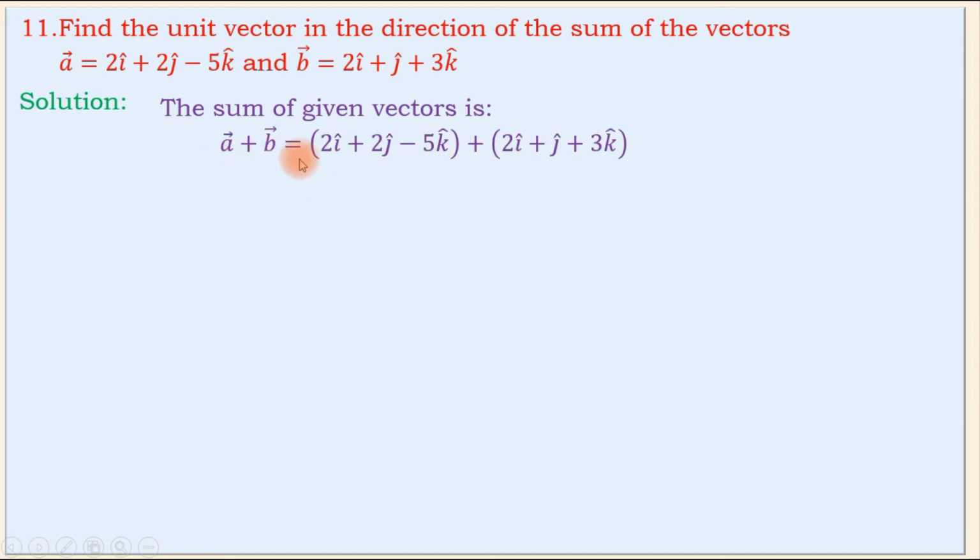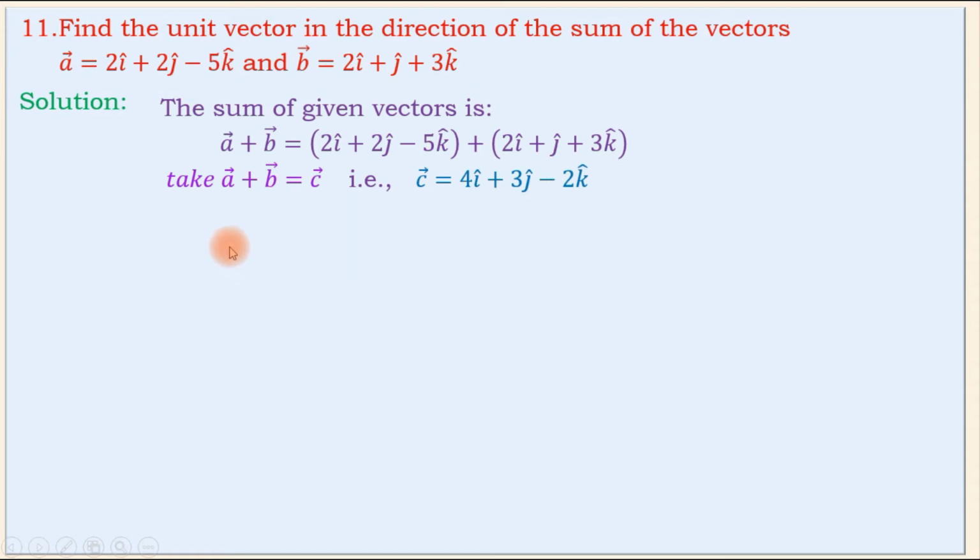So add two vectors with respect to their components, means i component of a vector plus i component of b vector, plus j component of a vector plus j component of b vector, plus k component of a vector plus k component of b vector, that is 4 i cap plus 3 j cap minus 2 k cap. Hence the sum of these two vectors can be taken as c vector, that is c vector equals 4 i cap plus 3 j cap minus 2 k cap.